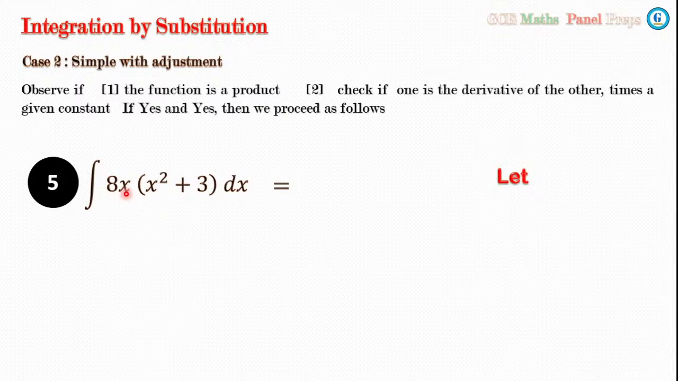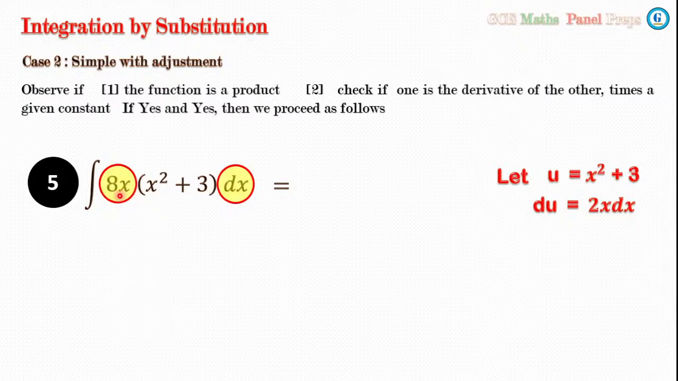We can still do that, or we might decide to do some adjustments. So our u here is x squared plus 3. Our du is 2x dx. And here, I'd like to do it directly. So our 8x dx is not equal to what we have here. So our du is 2x dx, but what we have in the derivative here is 8x dx.